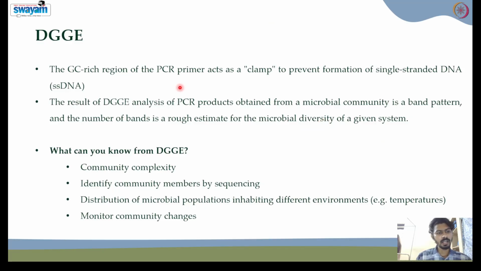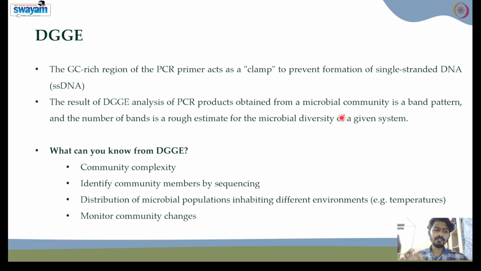So from the principle, we can understand the importance of the GC rich region of the PCR primer, which acts as a clamp to prevent them from forming single stranded DNA. And the result of this analysis of the PCR product obtained from the microbial community is the band pattern, and the number of bands is a rough estimate of microbial diversity present in the given ecosystem.